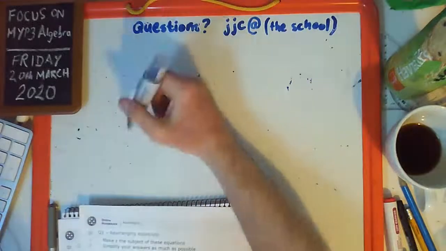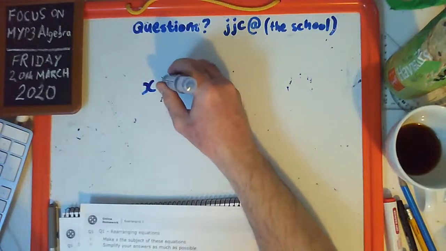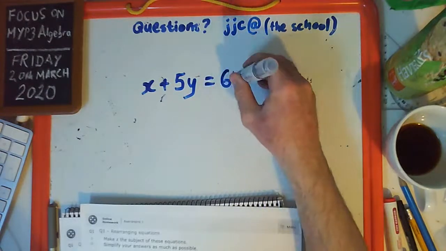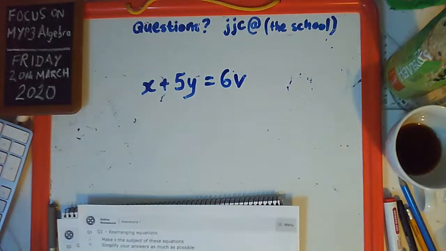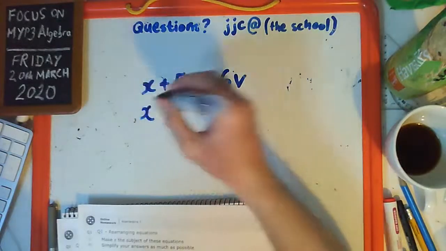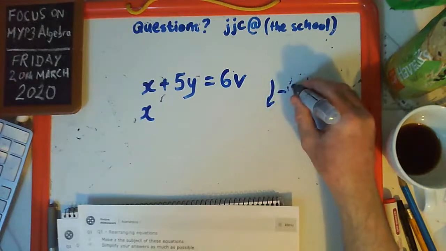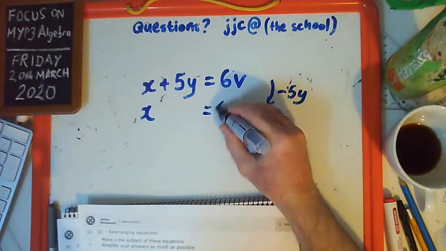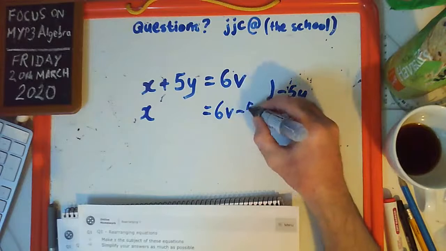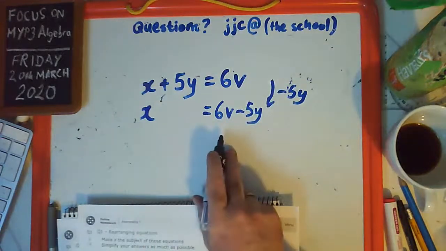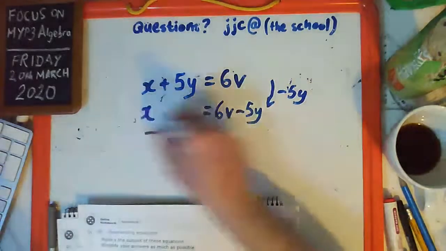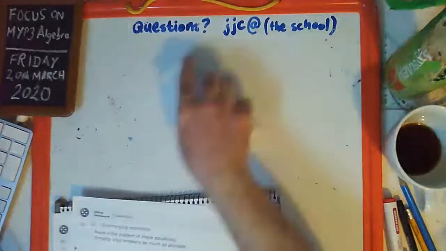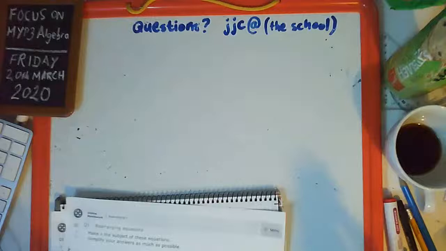Next one. I've got x plus 5y equals 6v. I'm trying to get the x on its own, so I just take away the 5y bit to get the x on its own, and it disappears. But because an equation is like a balance, I've got to take away 5y the other side as well. So x equals 6v minus 5y. Once again, that's the final answer. That's all we needed to do. Just got to write it as x equals something involving all the other letters.